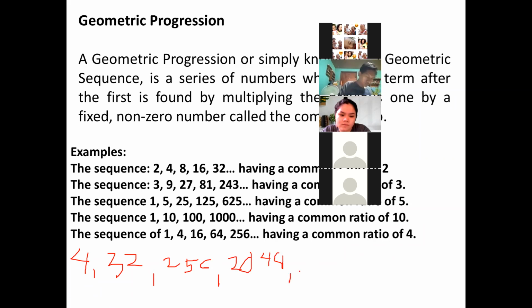Now, kunwari, continuous yan. 2048 divided by 256 is 8. 256 divided by 32 is 8. 32 divided by 4 is 8. Then we have a common ratio. Therefore, what you gave me is actually an example of geometric progression.